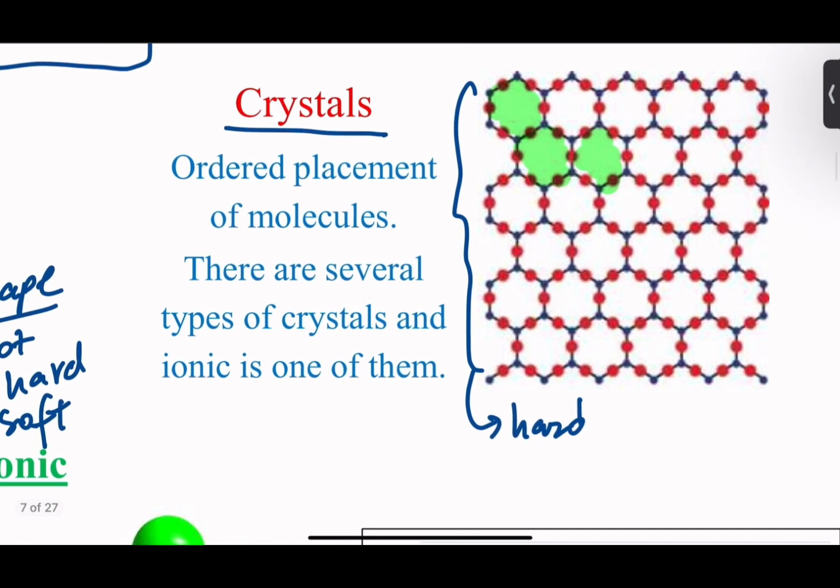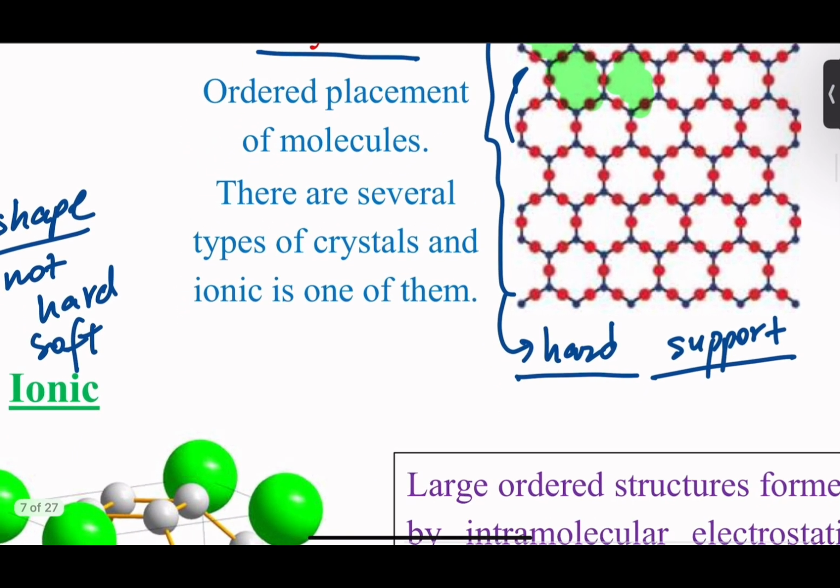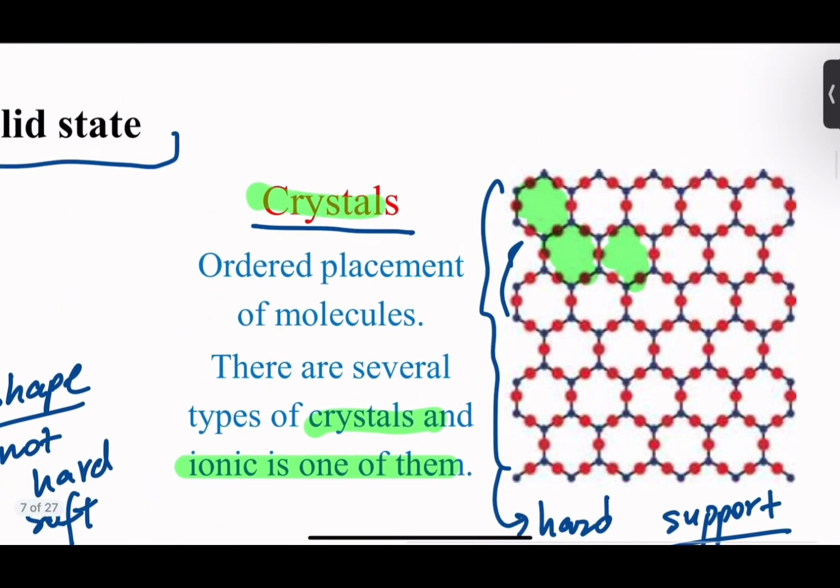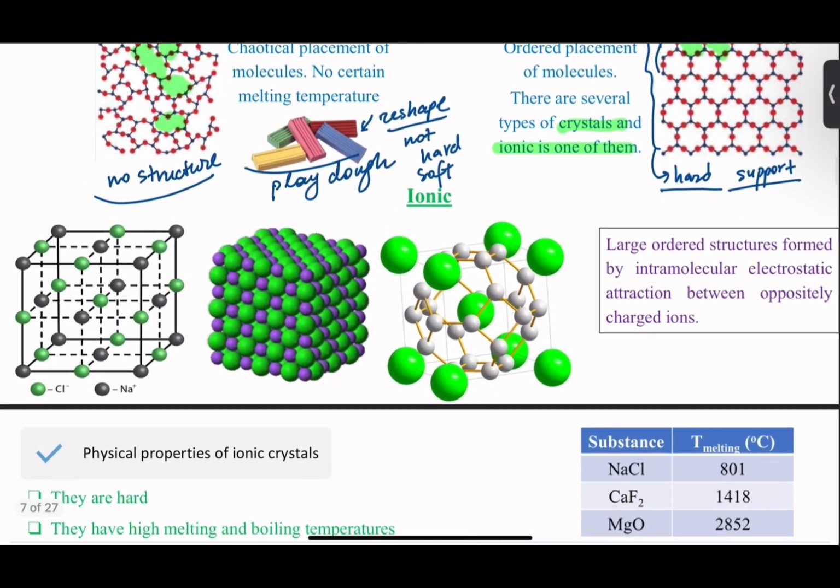And when you have a crystal, you make it hard because all of the structures support each other, all the molecules. Right now, in solid states, the reason we're talking about crystals is that ionic molecules in solid states make a crystalline shape, or what they call a crystal lattice. And this is how it looks.